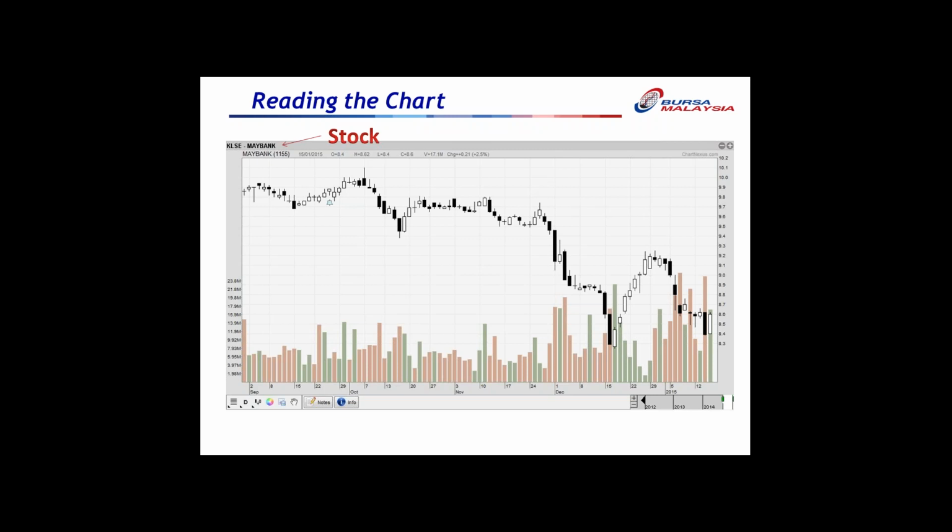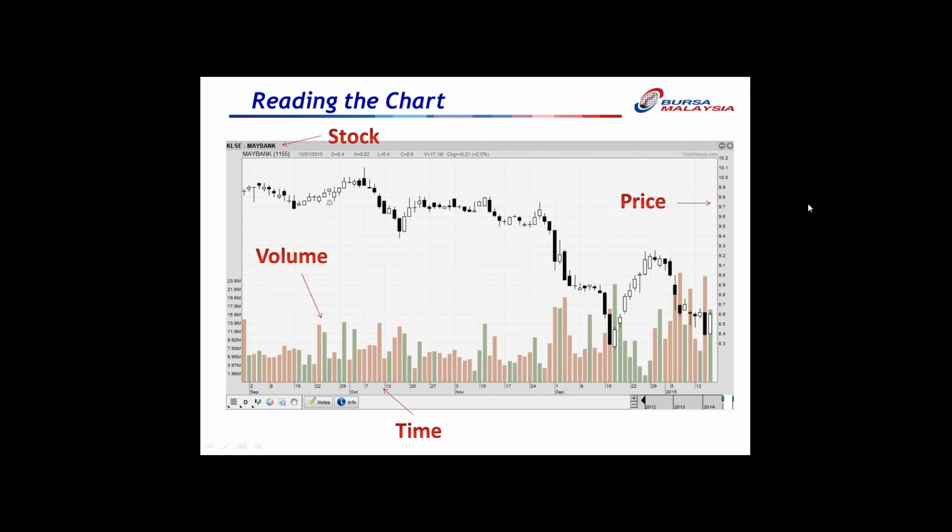So the top left hand corner shows the name of the security, and the right hand corner of the chart shows the price, and the bottom of the chart shows the volume, and the volume is the histogram bar. You see there's a histogram bar, so these are the volumes, and you see the time. You see October, November, December 2015. These are the timeline. So every piece of the candlestick represents one day.